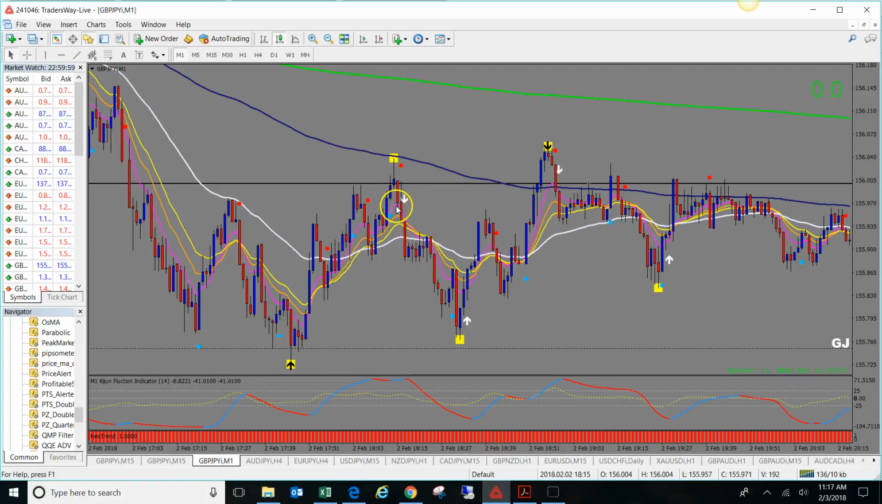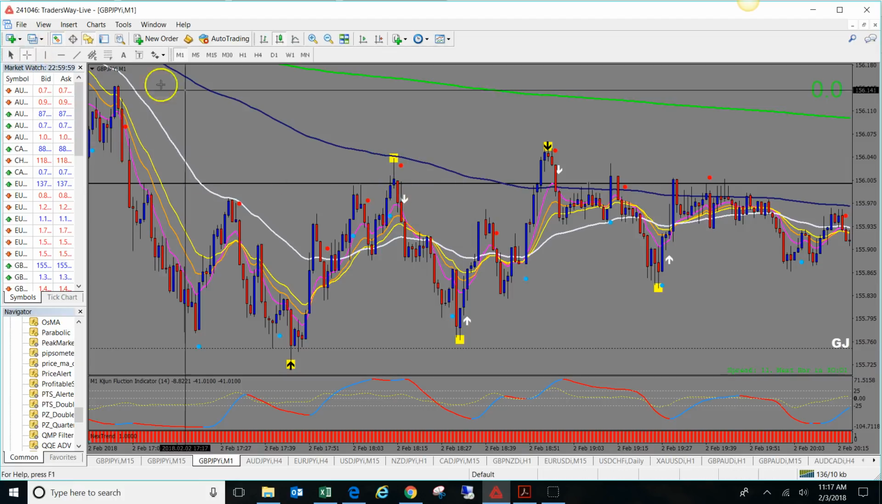And you can see price closed below the 8 also. So that's a couple of confirmations right there, entry confirmations. And then that red dot was followed up by the Agimat system.